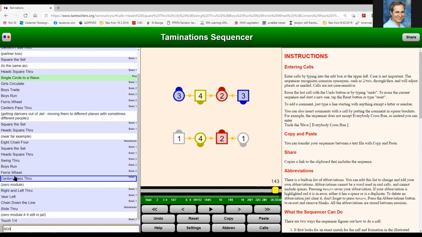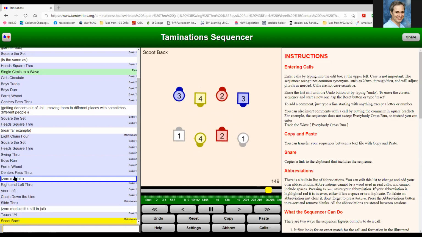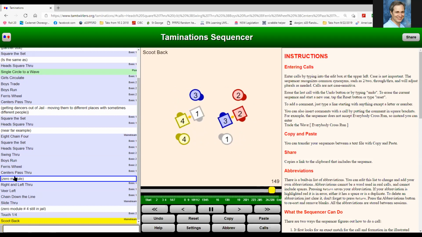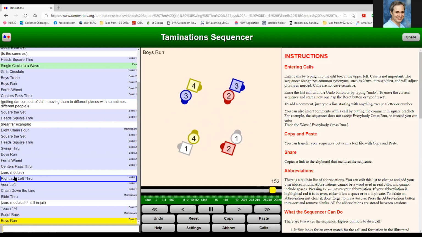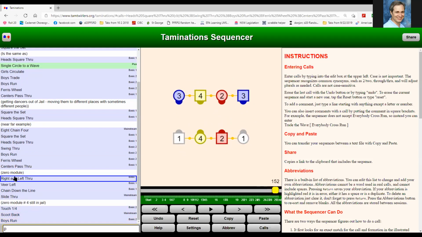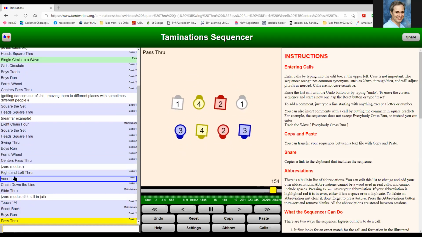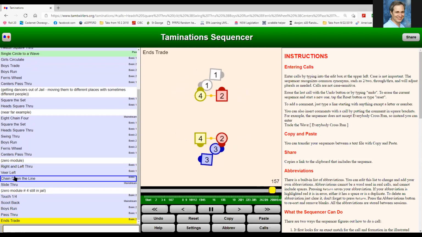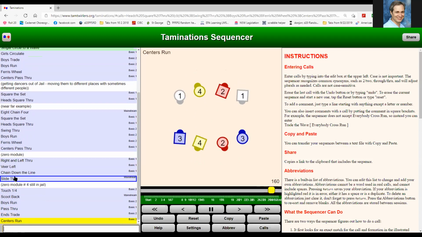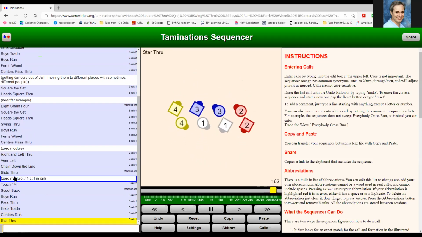Scoot back. Boys run. Pass through. Ends trade. Centers run. Star through. Centers pass through.